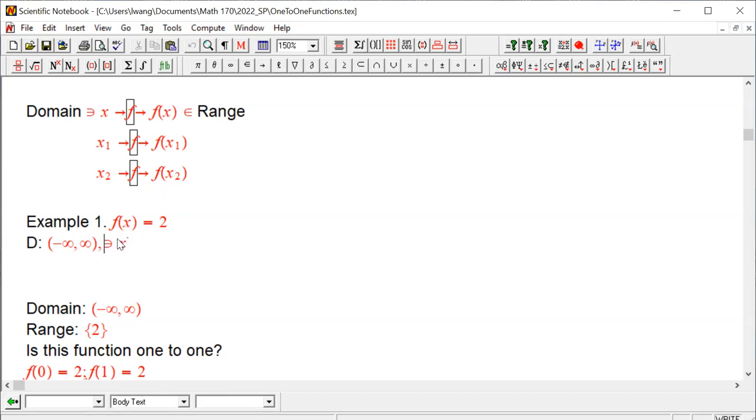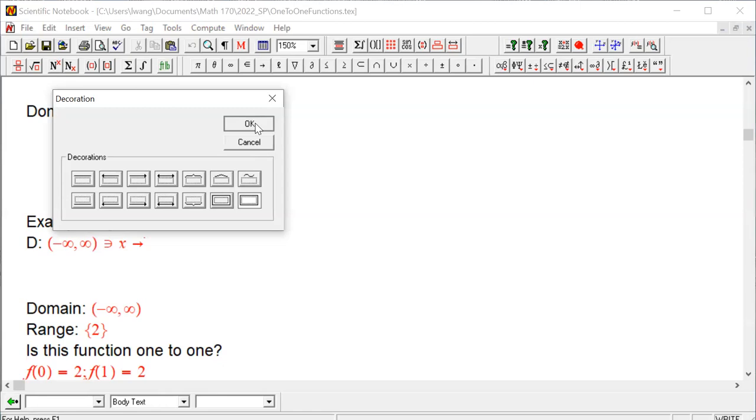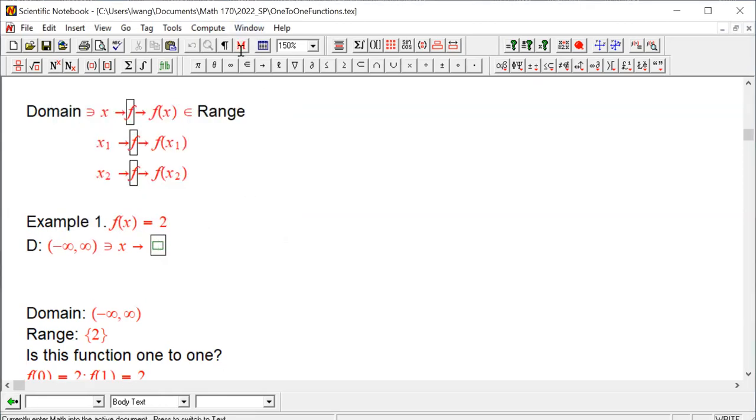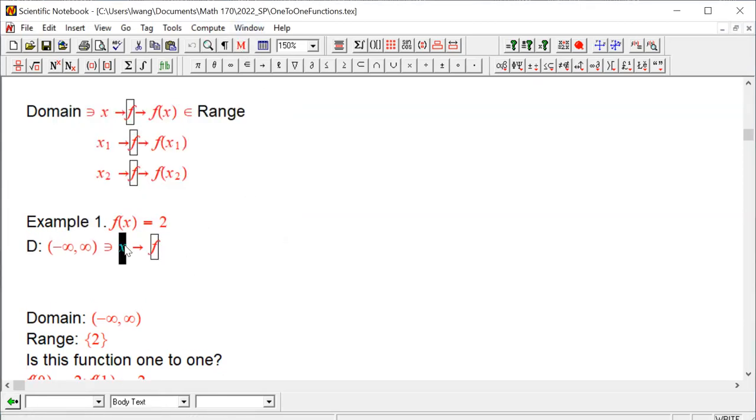lowercase x. Okay, and apply the rule. And what is the rule of this function? The rule of this function says any input you give me, the output I produce will be 2. And the range, of course, we know the range. It's in the range, which is 2. Is this a one-to-one function? Obviously, it is not, right?